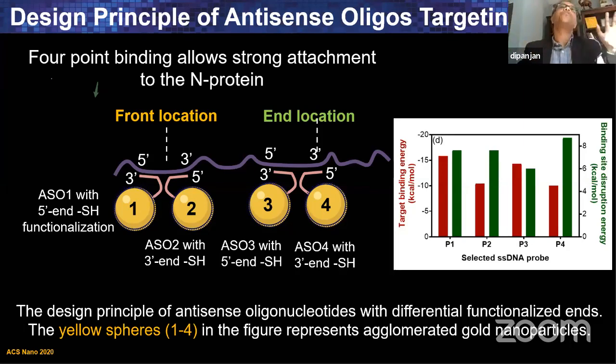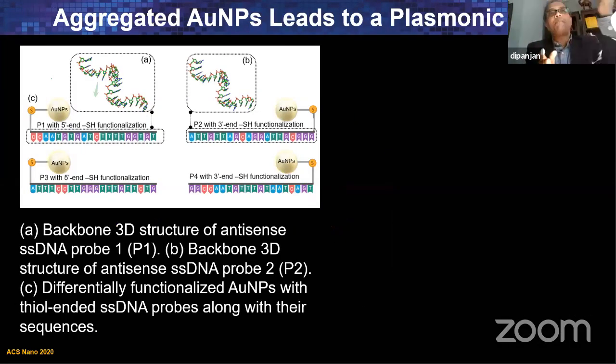The reason we're using 4 targeting ligands is in order for us to get a really strong hold onto the viral genetic material. So it kind of forms a claw so that it binds really tightly and we don't get any false negative results. So this is the backbone 3D structure of the antisense oligos.